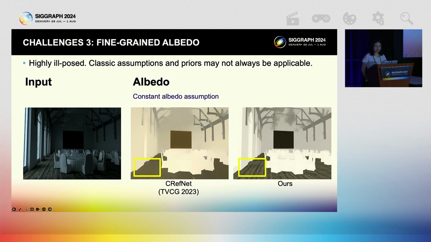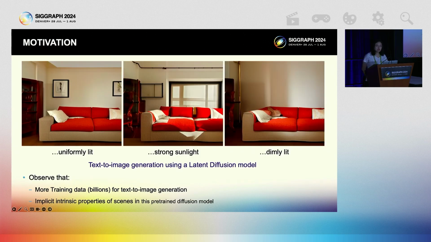In addition, many other priors are still used in recent learning-based frameworks. While they perform well in specific cases, they may fail in others. This raises the question, can we move beyond the assumptions and develop a more general solution? The answer depends on how much training data we have. We need a diverse and large-scale dataset to handle this ill-posed problem.